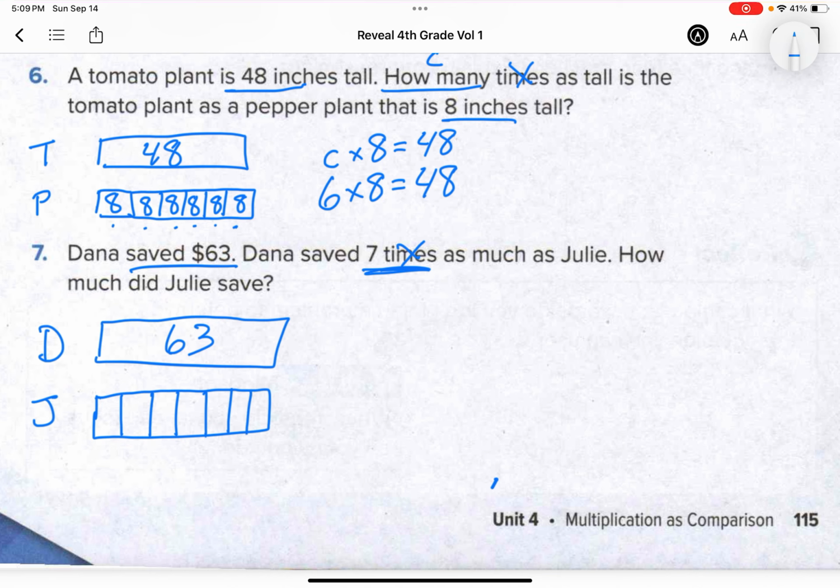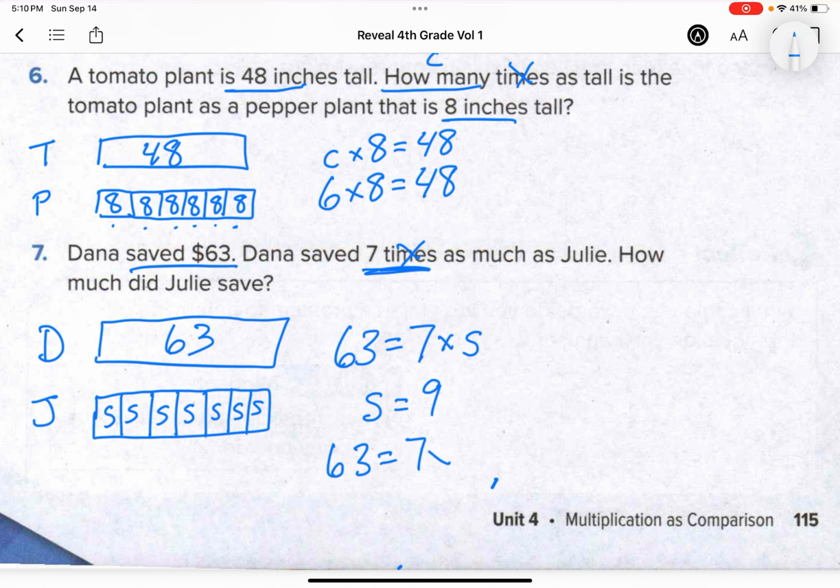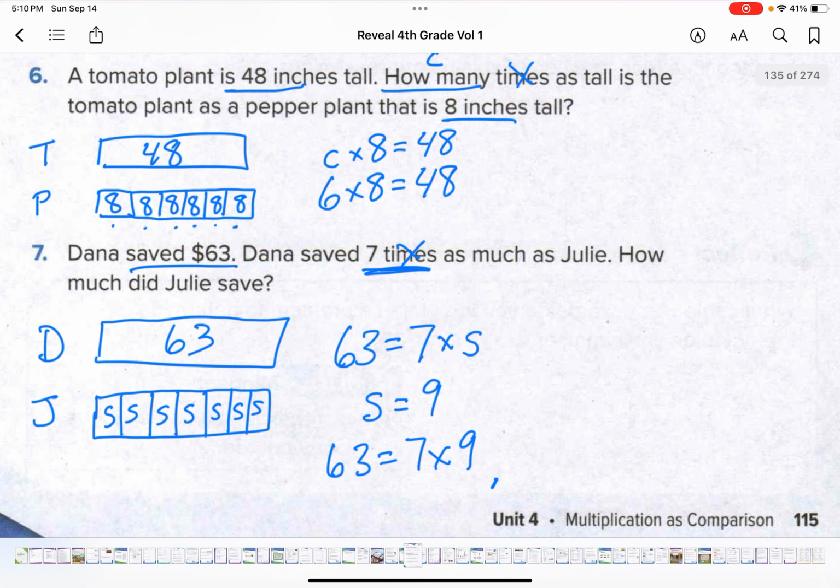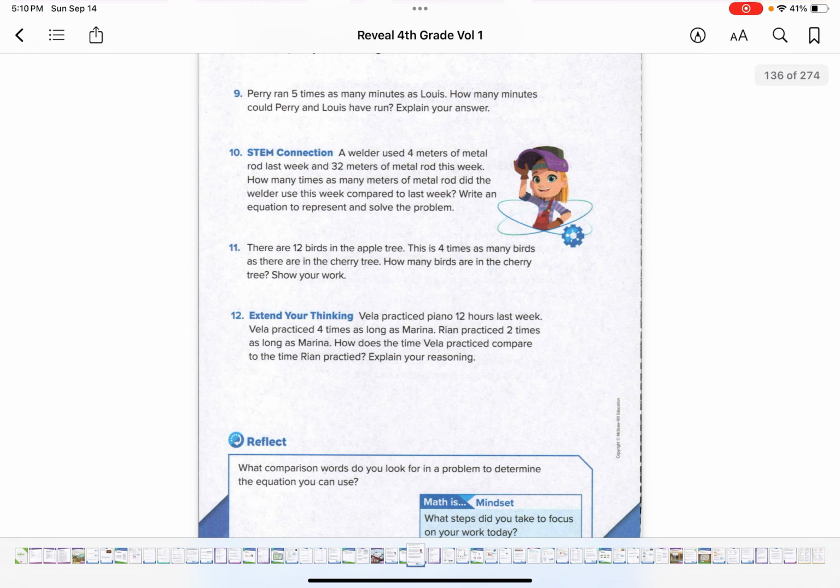But the problem is we don't know how big each group is. So this time, this is where our variable would come in. We're going to put S for saved. So we're actually trying to figure out what this looks like. So we would have 63 equals 7 times S. And what does S equal? Well, if I know my facts, I know 9 times 7 equals 63. So our equation would be 63 equals 7 times 9. Let's go to our next page.